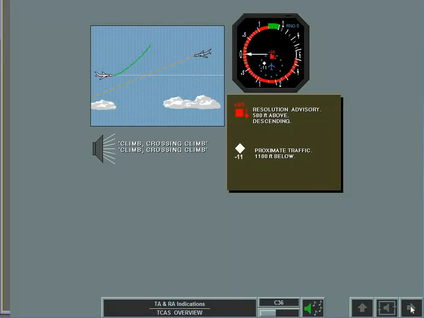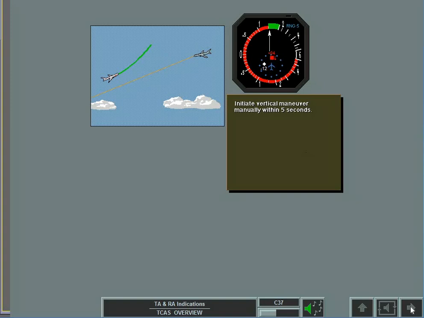An RA is also displayed by red and green bands on the vertical speed scale. Red indicates vertical speed that must be avoided. Green indicates safe vertical speed that must be acquired. You must fly to the green. The visual display is accompanied by an appropriate oral command. Climb, crossing, climb. Climb, crossing, climb.